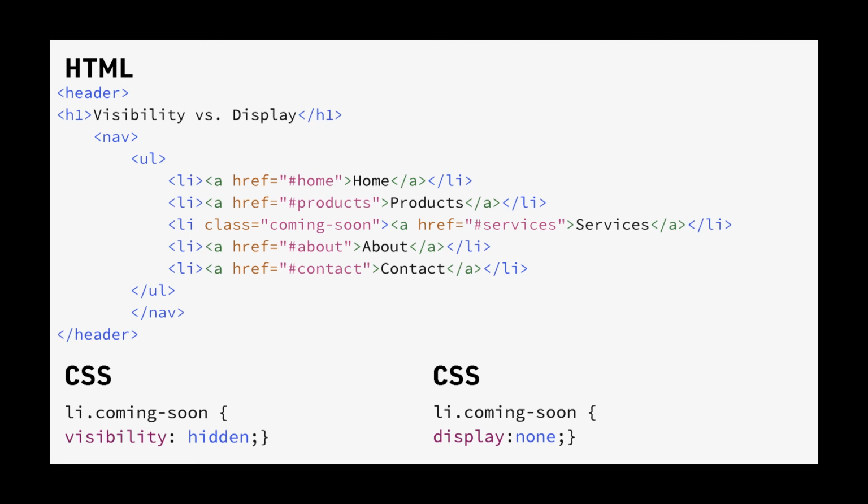We have added a class attribute to our third list element in our navigation and called it coming-soon. So to target this element, we need to use the period and the name, li.coming-soon. Adding the li means it will only target list elements with that class. In the first option, we are using visibility hidden, while in the second option, we are using display none.